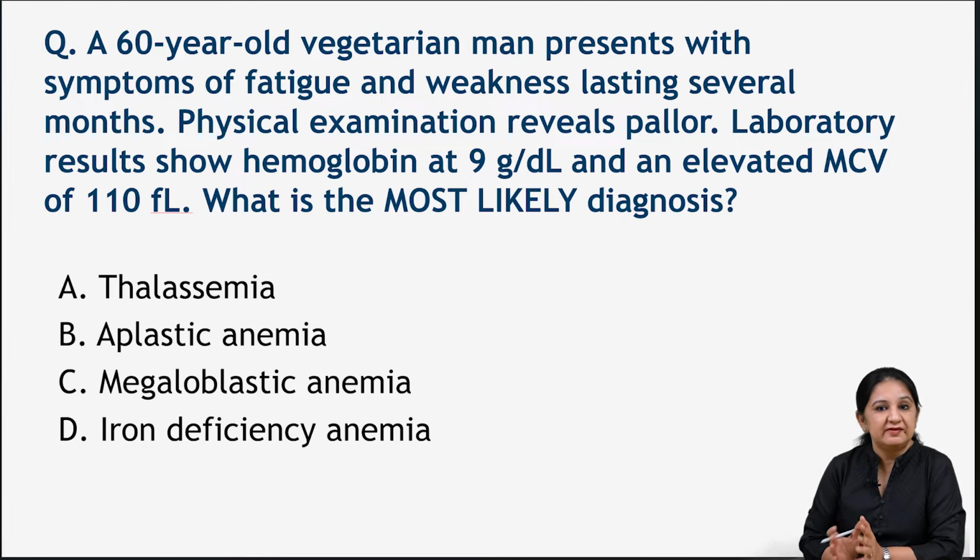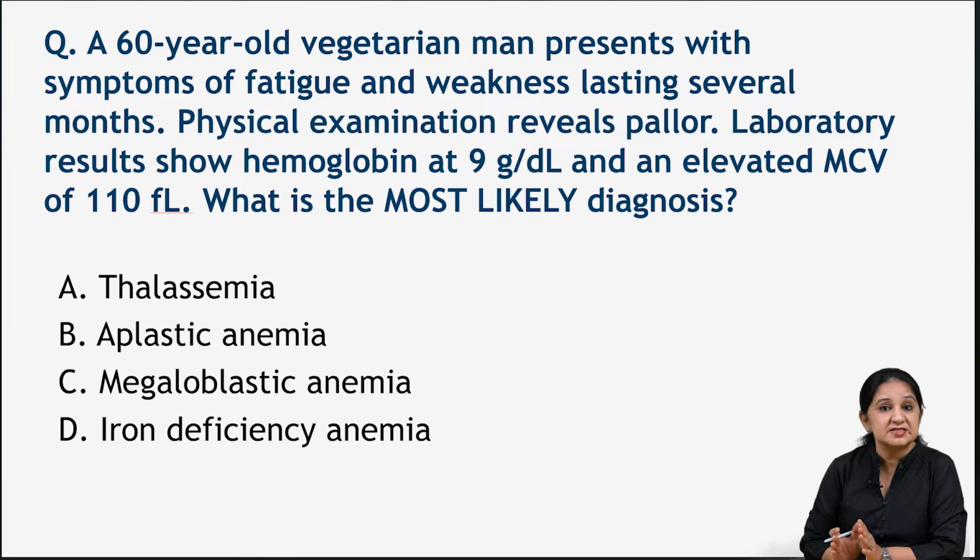Once you see it is an elevated MCV, your thalassemia and iron deficiency anemia have been ruled out. So we are now left with two options. It could be either aplastic anemia or megaloblastic anemia. See, at 60 years aplastic anemia is also possible. But what is the most important feature here that will tell you the answer? It is a vegetarian man. Vegetarian man means it has to be megaloblastic anemia unless and until aplastic anemia is ruled out, right?